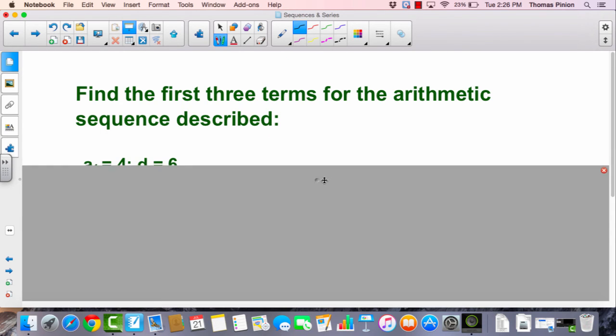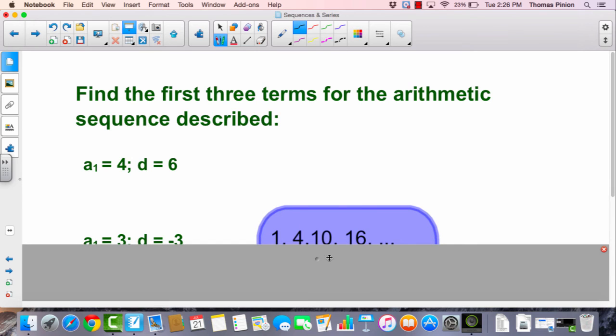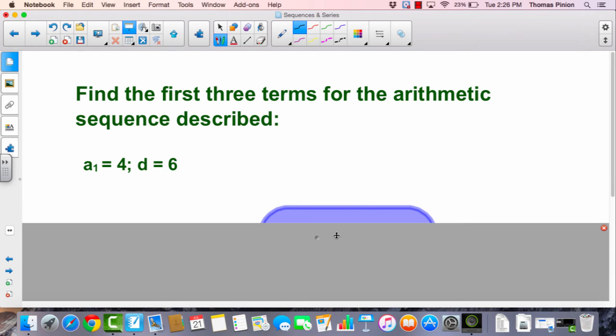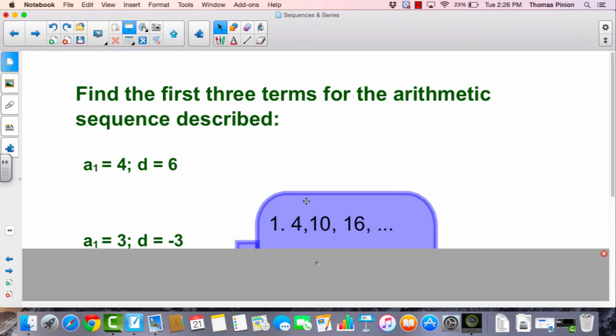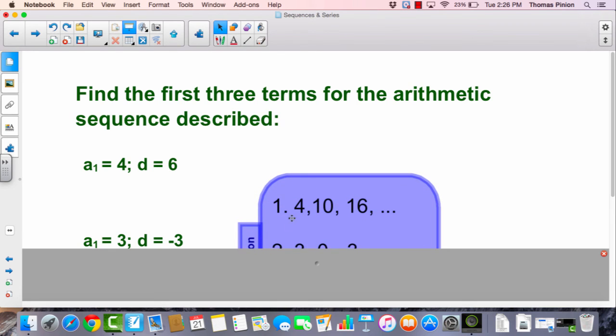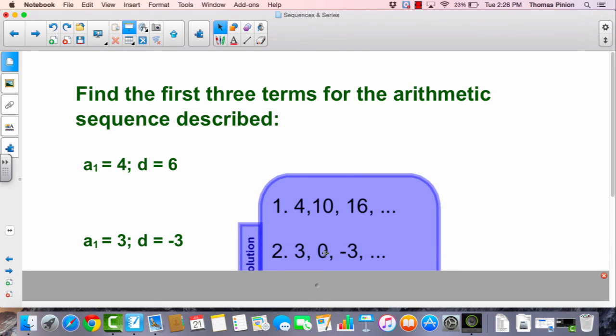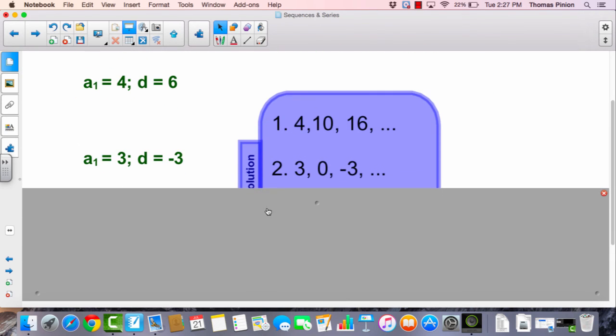Now let's find the first 3 terms of the arithmetic sequence described. Okay? So for the first one, we got a sub 1 and a common difference of 6. Okay? So our first term is 4. Add 6, we get 10. Add 6 more, we get 16. For the next example, our first term is 3. Our common difference is negative 3. So that means we're subtracting 3 each time. So 3 minus 3 is going to be 0. 0 minus 3 is negative 3. And that is your first 3 terms.